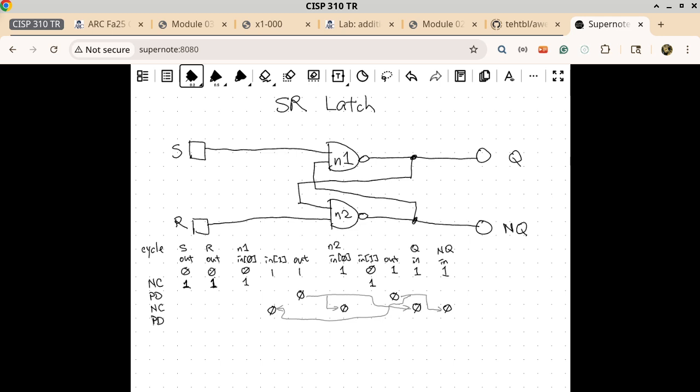Let me write it down first, and then if there are questions about that, I can try to answer them. But there's a 1 here. Do we have any questions about why the output of N1 changed from a 0 to a 1 in response to one of its two input pins being changed?